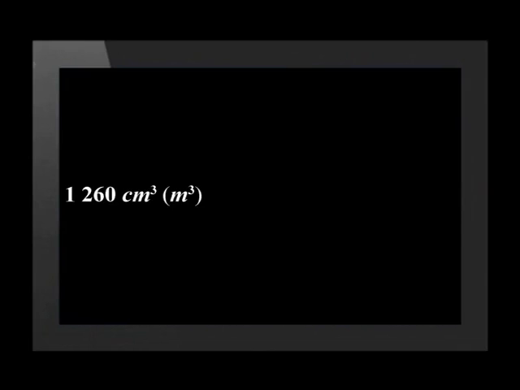Now for the next one. Convert the following volume to the unit indicated in brackets, 1,260 cubic centimeters to cubic meters. We will complete the table in order to help us find the answer for this question. We will fill in the units used in the question in the top row. In this case, cubic centimeters and cubic meters.